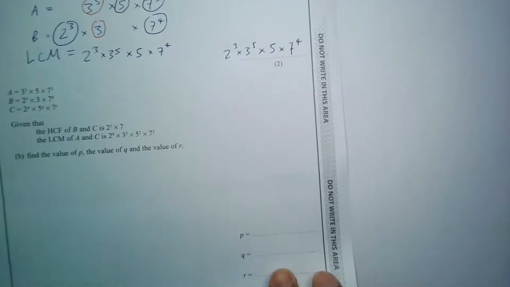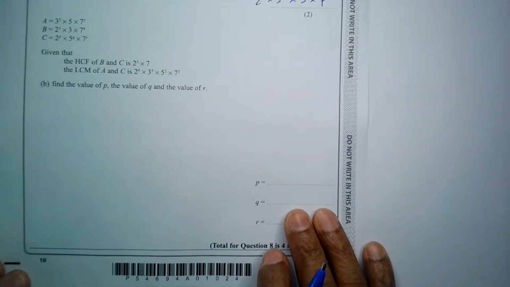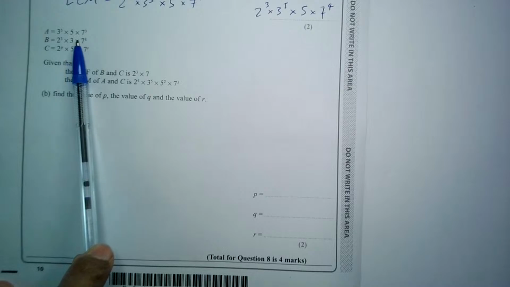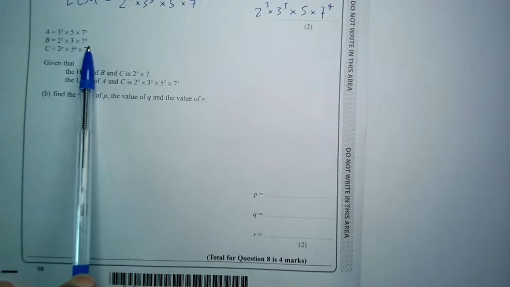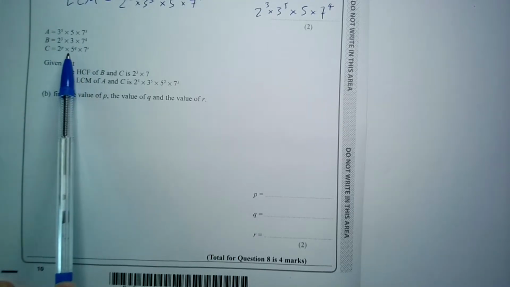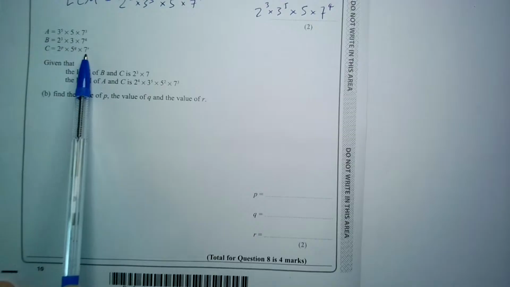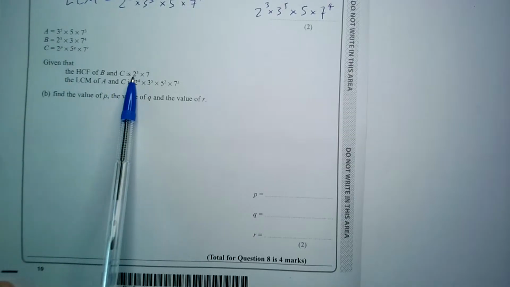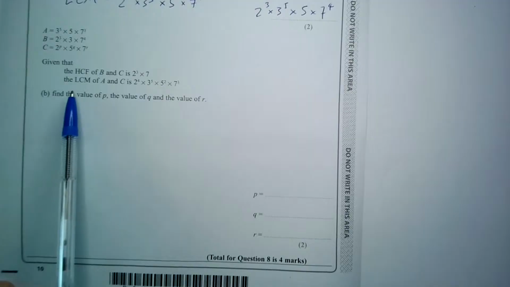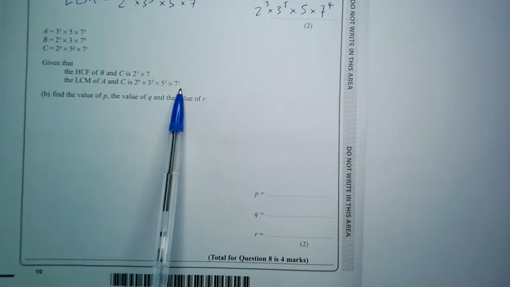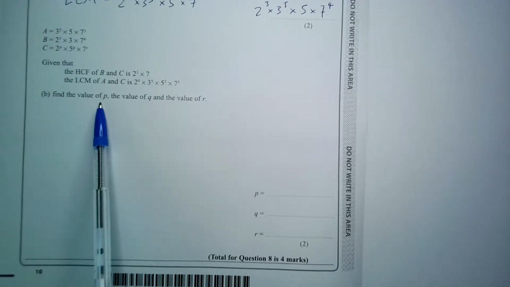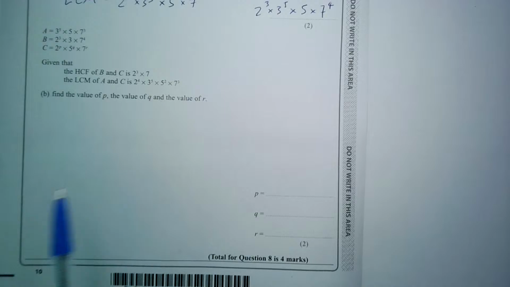Let's go to part B of our last question for today. A equals 3 to the power 5 times 7 cubed. B equals 2 cubed times 3 times 7 to the power 4. C equals 2 to the power p times 5 to the power q times 7 to the power r. Given that the HCF of B and C is 2 cubed times 7, the LCM of A and C is 2 to the power 4 times 3 to the power 5 times 5 squared times 7 to the power 3. Find the value of p, the value of q and the value of r.